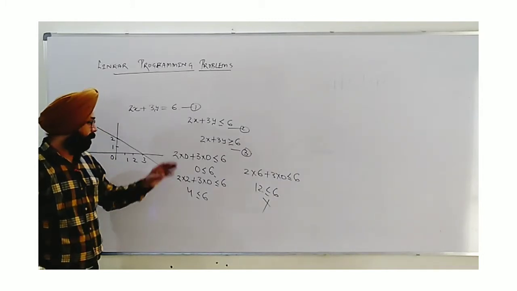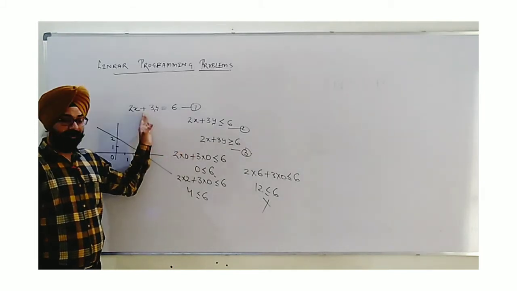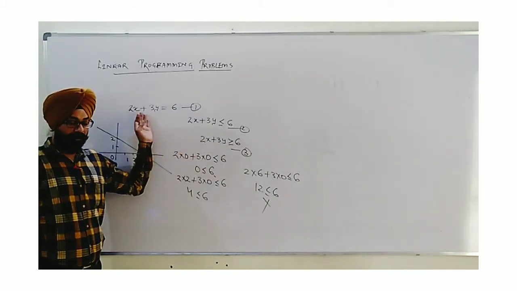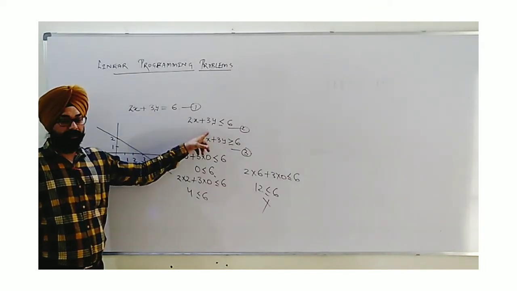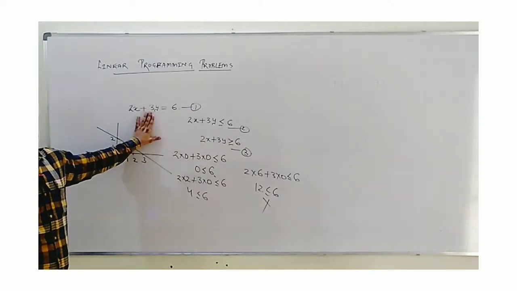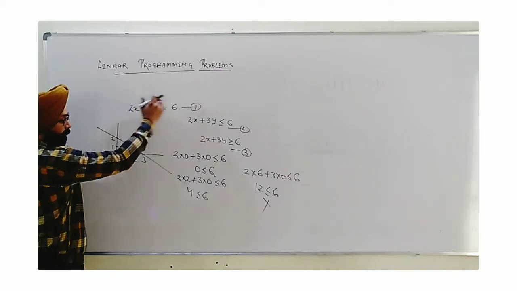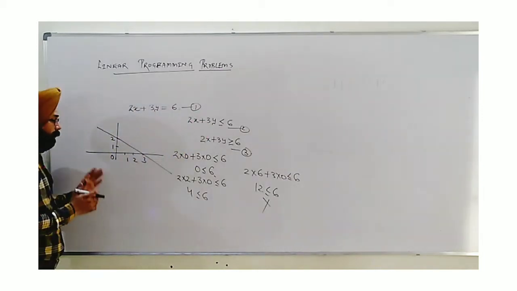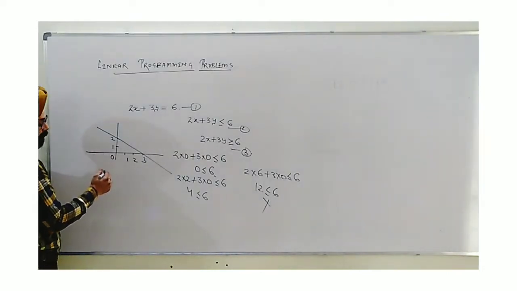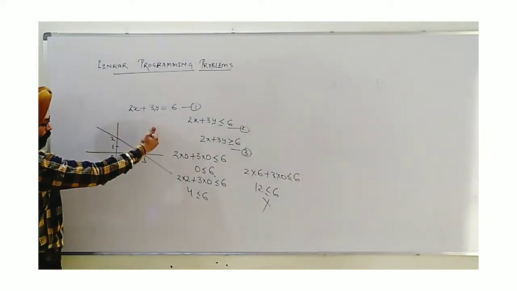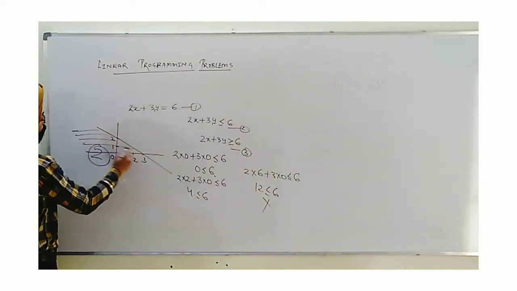Now let me tell you, whenever we are talking about inequation, just like a single linear equation in 2 variables, this also has infinite solutions. But whenever you plot an equation on the graph paper, we get a line. When we plot these inequations on graph paper, we get one region. Here, either this region or that opposite region. So this region favors inequation number 2.